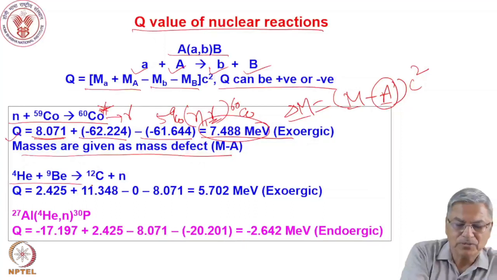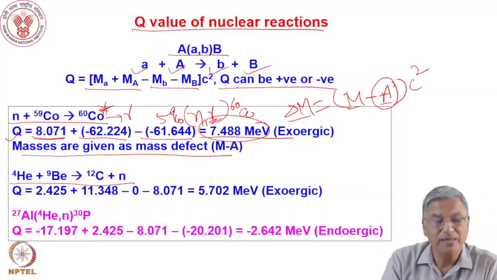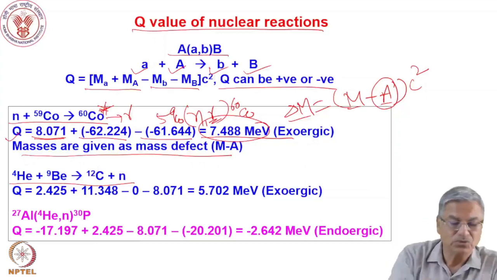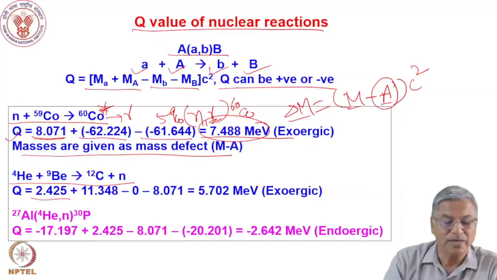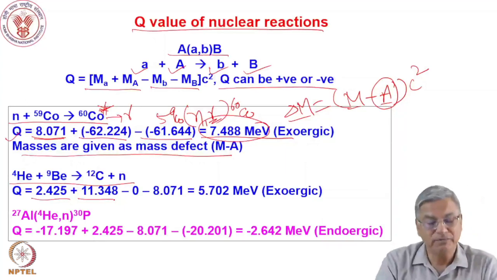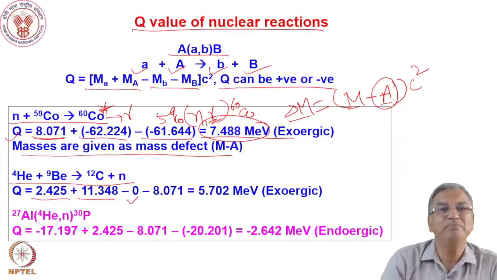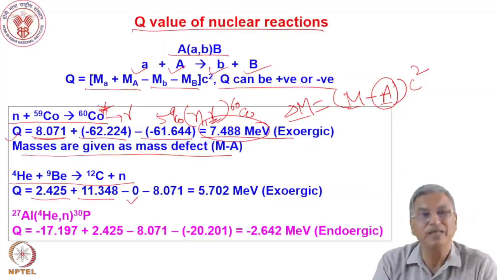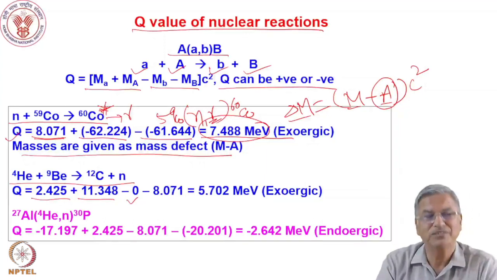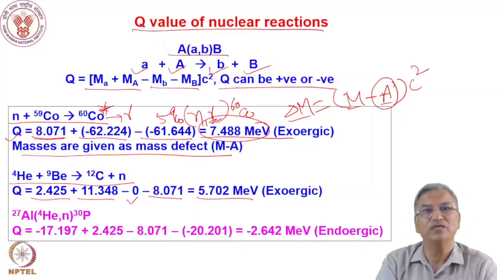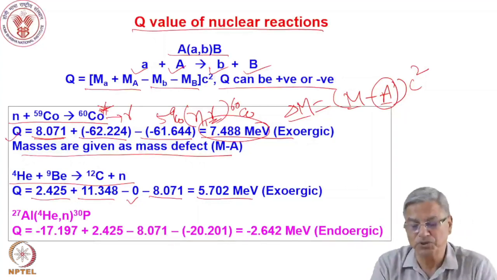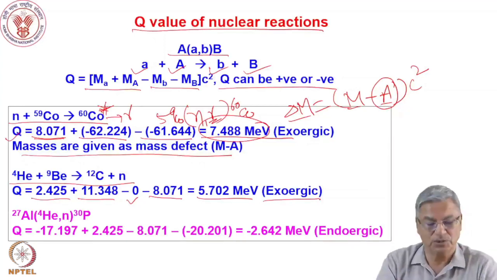Another example is helium 4 plus beryllium 9 giving carbon 12 plus neutron. Again, the masses are written in terms of the mass defect. For the alpha particle, the delta M is 2.425 MeV, beryllium 9 is 11.348 MeV. For carbon 12, the delta M is 0 because this is the carbon 12 scale, and so for carbon 12 the mass is 12.0000. Neutron is 8.071. So the Q value for the reaction is 5.702 MeV. That is positive, and hence it is an exoergic reaction.